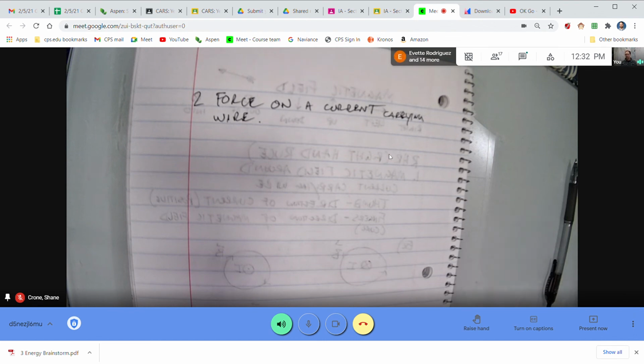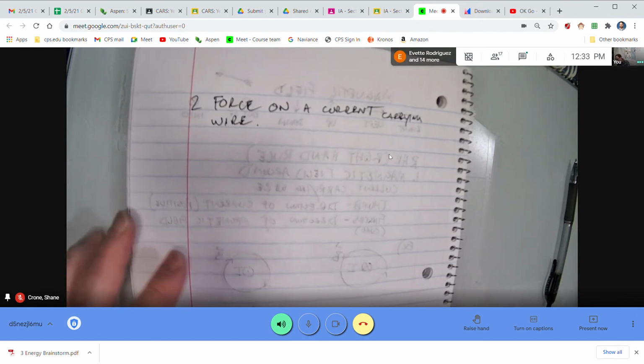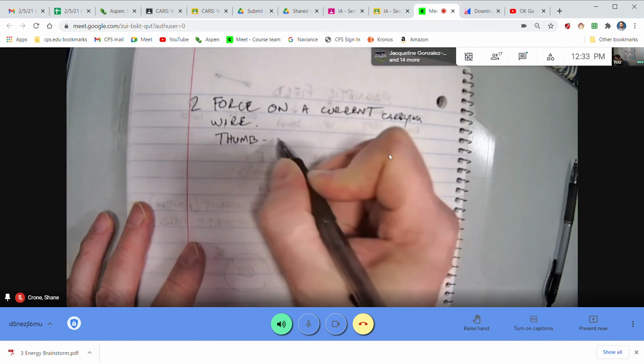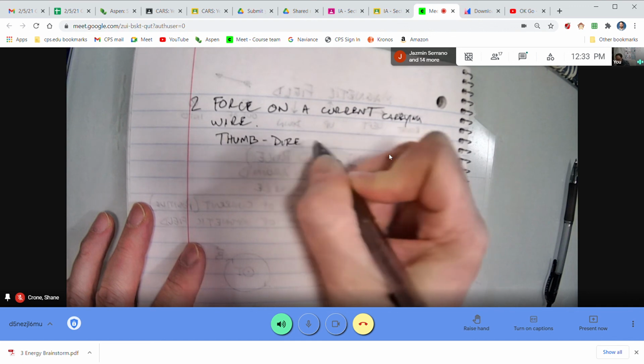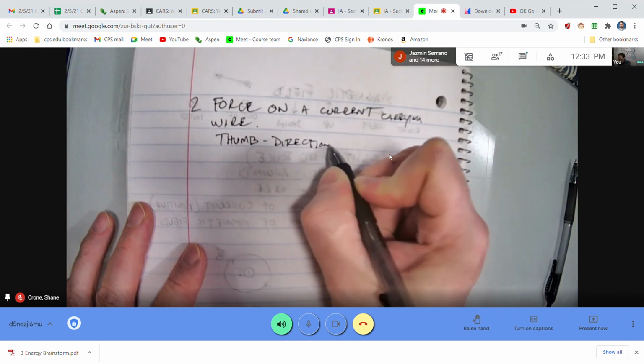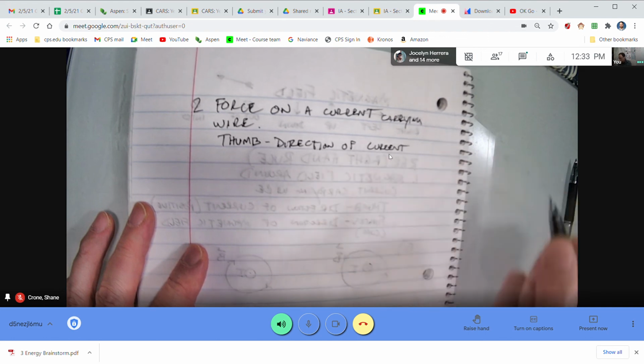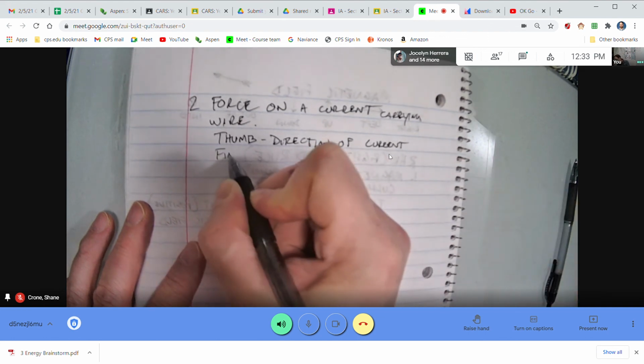It involves using your entire, not your entire hand, but more of your hand than the other rule does. So let me give you the parts. This will be very easy for the first one. This is the direction of the current. Okay, your fingers.